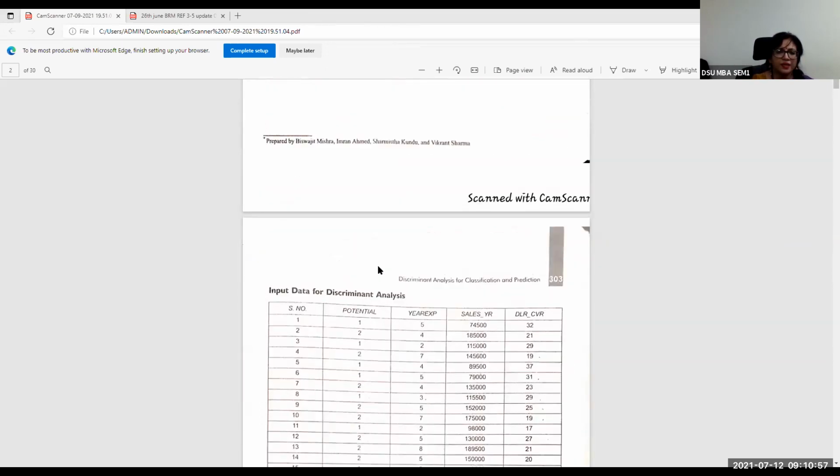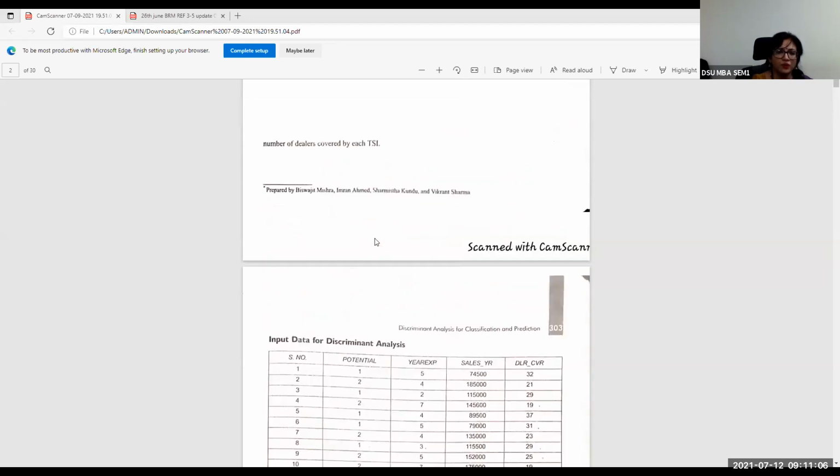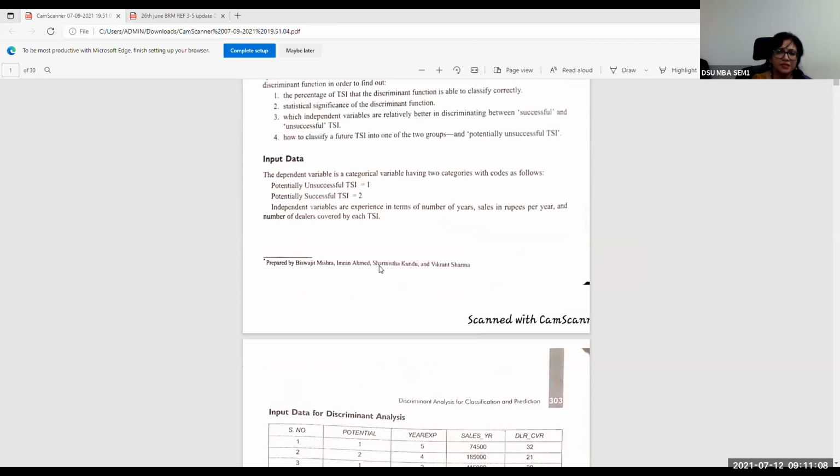So how was the data looking? The data was looking like this for the input purpose of discriminant analysis. The potential of the TSI coded as 1 or 2. What is the coding of 1? 1 was unsuccessful, potentially unsuccessful TSI. All right. And coding 2 was for potentially successful TSI.